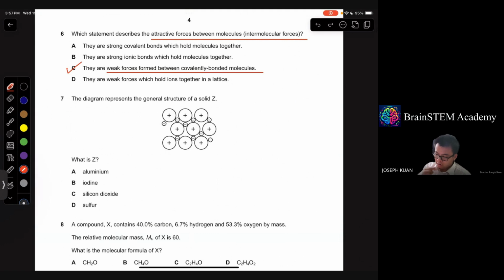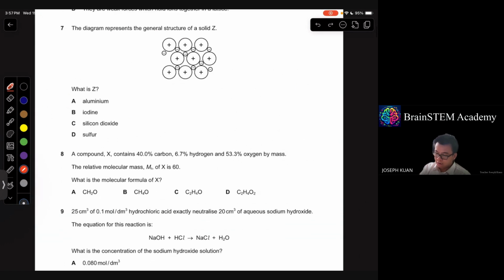Right, moving on. The diagram represents the general structure of a solid Z. What is Z? We see that these are cations surrounded by these very small negative particles, which don't have a fixed position. This is what we call a sea of delocalized electrons. This is actually a metallic lattice, right? A metal structure. So answer is A. Iodine has a simple covalent structure. Silicon dioxide has a giant covalent structure. Sulfur, on the other hand, should have a simple covalent structure. So answer is A. Moving on.